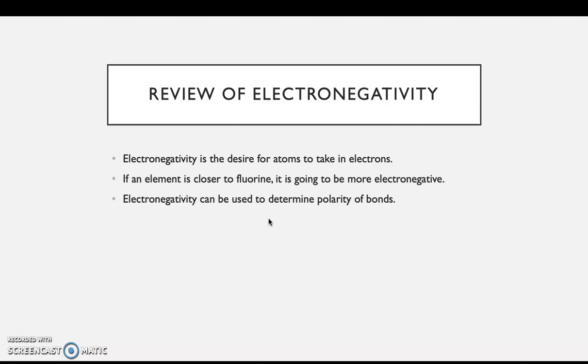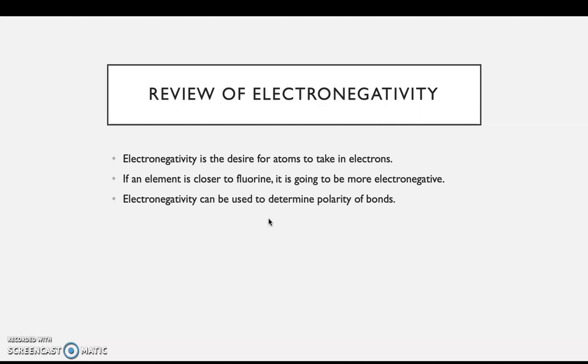So review of electronegativity. We actually talked about electronegativity way back in first trimester when we were looking at periodic trends. So electronegativity is the desire for atoms to take in electrons. If atoms really want to take in electrons, meaning they want to form negative ions or just take in electrons to fill their octet, they are going to have higher electronegativity values. Now this happens when an element is closer to fluorine on the periodic table. Those elements are more electronegative, so upwards and to the right on the periodic table, they are more electronegative.